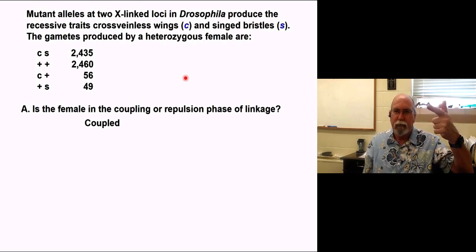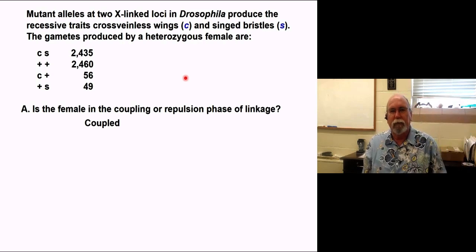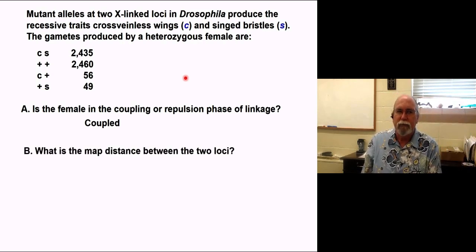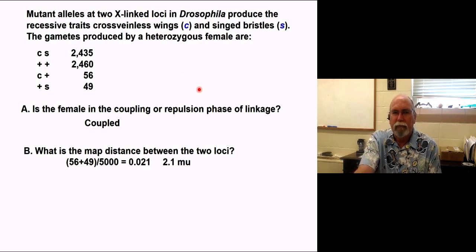Very simple answer, okay? All right, we've answered the first of those. So we know they're linked, we've been told that. We figured out pretty quickly that they're coupled by looking at the configuration that you see in the outcome. And then you have to know the distance. How do we calculate the distance? We use the recombinants. These are the two recombinant pairs, right? So we're going to add those up, divide by the total, and bring it up into percentage. So we've got 56 plus 49 divided by, apparently, 5,000.